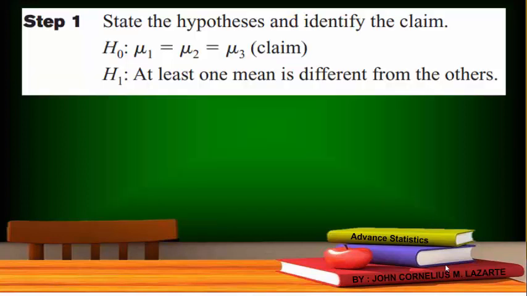Now let's proceed to step 1. First things first is always to state the hypotheses and identify the claim. For our null hypothesis, all the means are equal, which is our claim. And for the alternative hypothesis, at least one mean is different from the others.